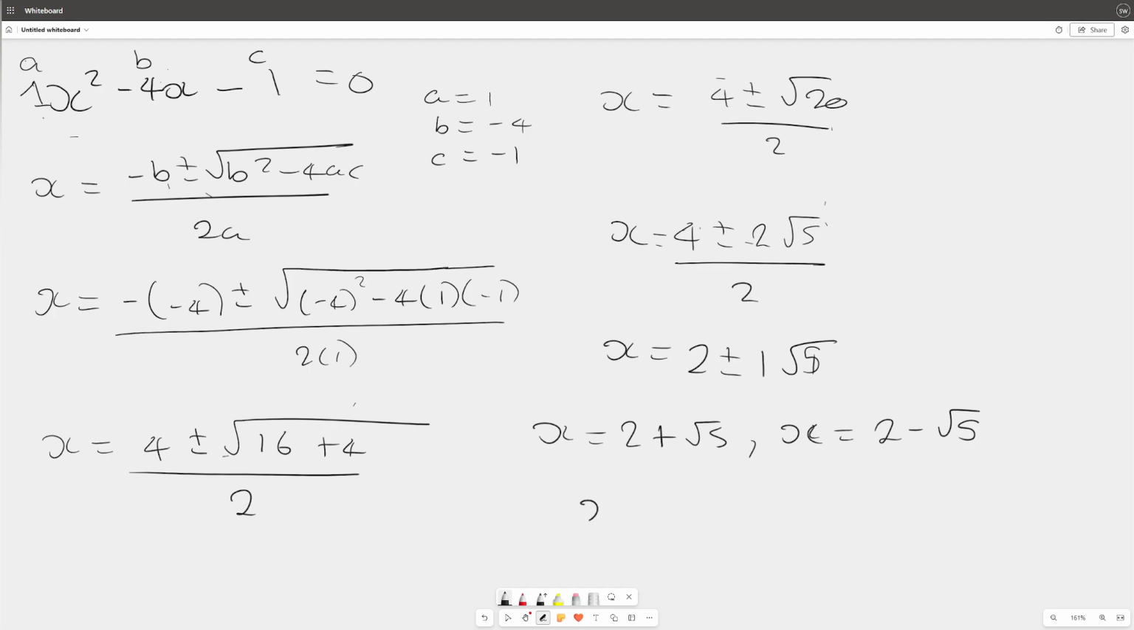Again, it would probably be acceptable to leave your answer with the plus or the minus in there, but just to be sure, write out both answers separately, just to really make it clear to the examiner you know what you're on about, you know what it means, and these are your two answers. Perfect. Let's move on to a final example.